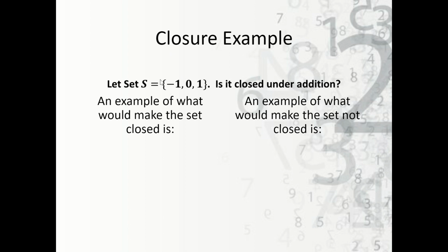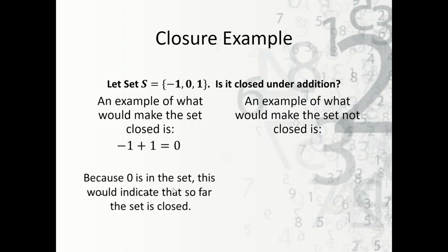If for some reason, though, I end up adding two numbers together and the result is outside the set, let's say I add something together and I get 6. Well, 6 is not in the set, so therefore it is not closed. An example of what would make the set closed would be -1 plus 1 equals 0. Because 0 is in the set, it looks like it might be closed.